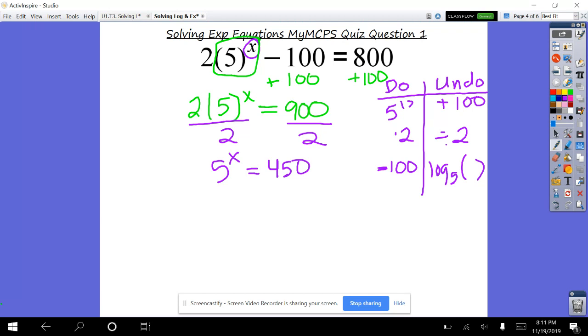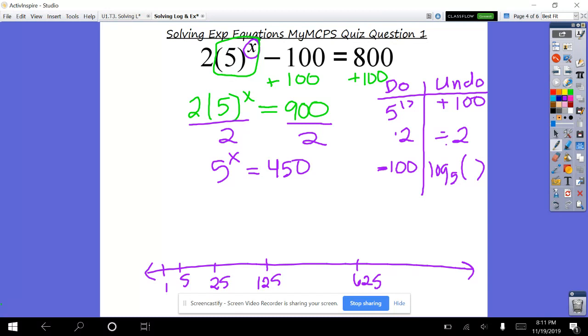Now we're still kind of thinking about number lines here. We know that the jumps on our number line are the same as exponents. So if I'm looking for my exponent of x, then I'm looking for the number of jumps it would take me to get to 450 on a number line that multiplies by 5. We can draw that out to get an idea of where we would land. So 1, 5, 25, 125, 625. And 450 is right somewhere in here.